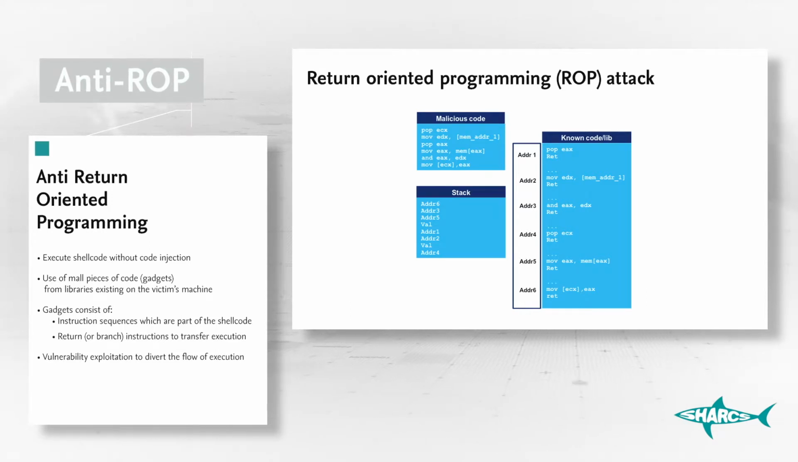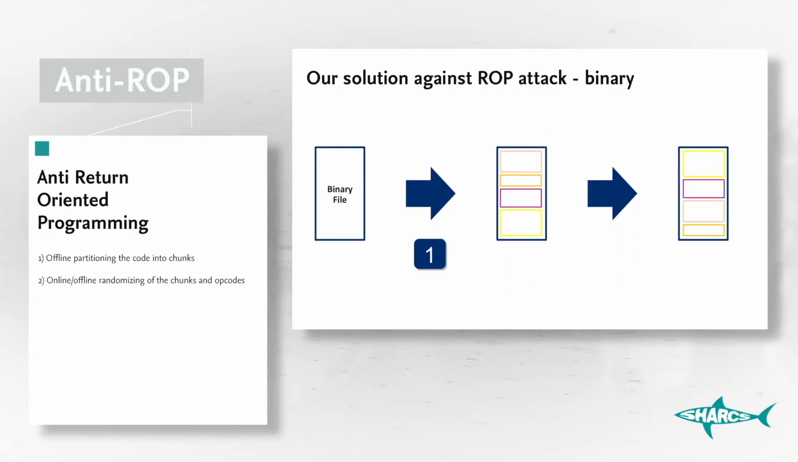Anti-return-oriented programming. Anti-ROP. Return-oriented programming is a technique to execute shellcode without code injection, where an attacker borrows small pieces of code or gadgets from known libraries existing on the victim's machine and uses them to execute the shellcode. Gadgets consist of instruction sequences which are part of the shellcode and end with return or branch instruction. The attacker exploits vulnerabilities to smash the stack and changes the control flow by inserting addresses of the gadgets to the stack. We present a solution against ROP attacks.